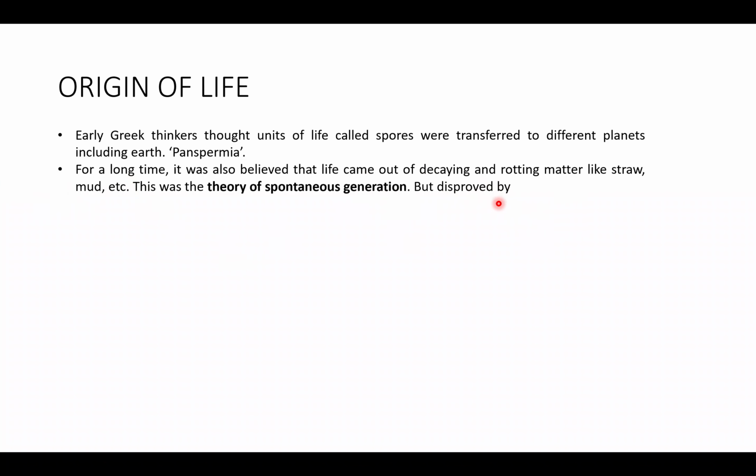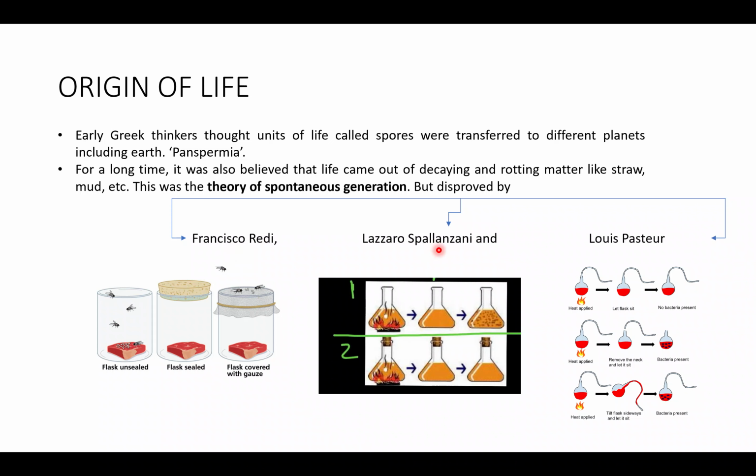But it was disproved by three scientists and their experiments. And this type of question you will see in MCQs: which three scientists disproved the theory of spontaneous generation. Those three are Francisco Redi, Lazzaro Spallanzani, and Louis Pasteur. I think you are already familiar with these experiments, mostly Francisco Redi's jar experiment and Pasteur's swan neck experiment. And one more person is also there, so all of these three people's experiments are more or less similar.